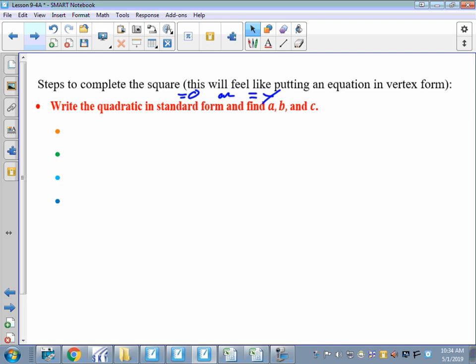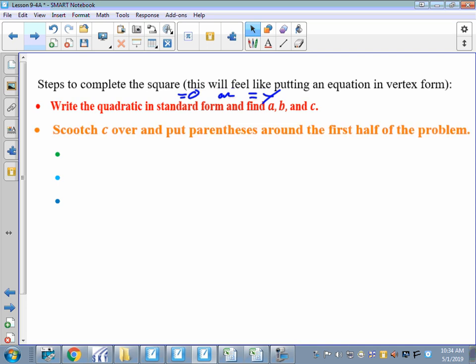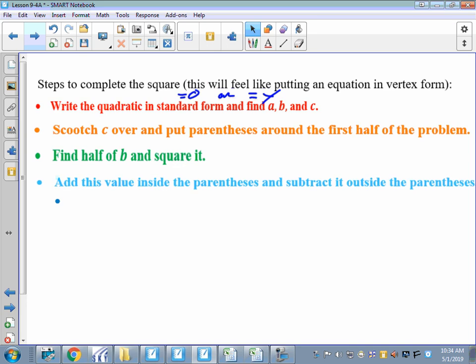Make sure we have the quadratic in standard form, and then find a, b, and c. Again, we're scooching c over and putting parentheses around the first half of the problem, just like we did in section 9.3b. Then we take half of b and square it. I'm going fast here, so if you need to, please pause it. This is very similar to what we did in section 9.3b. Then add this value inside the parentheses and subtract it outside the parentheses. So it's exactly what we did when we moved from standard form to vertex form.